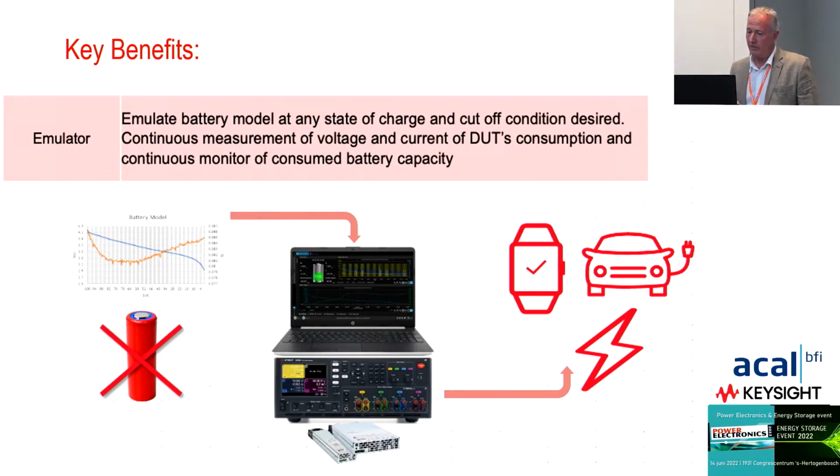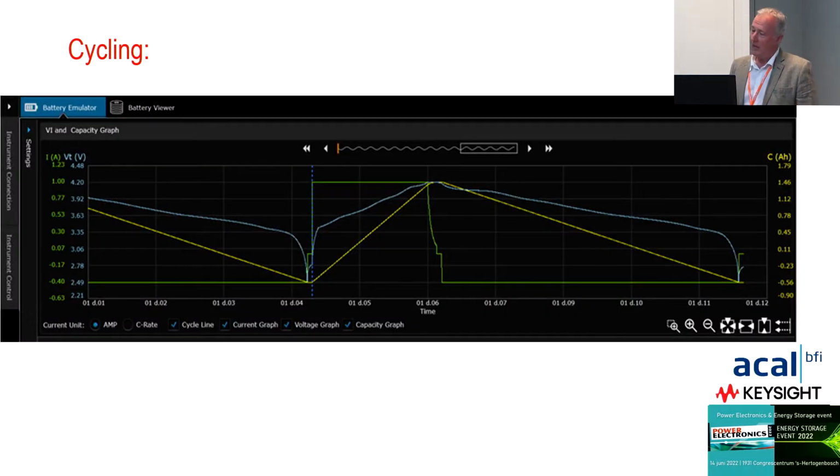So again, benefits of this: you can emulate any state of charge. You can set up what the cutoff condition is for the device under test. There's continuous measurement of voltage and current, and you no longer need the cell. In most cases with the low power, that's not really a problem, but when you go to high power, if a high capacity cell ruptures, it can be quite dramatic to watch. Then the next aspect of this is cycling.